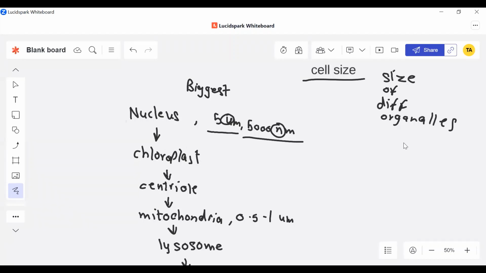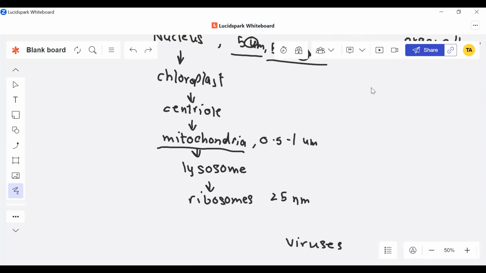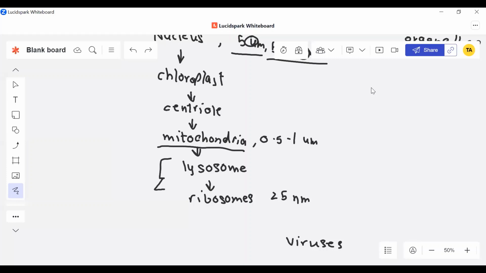Then comes the chloroplast. So nucleus is the biggest, then comes chloroplast, centriole, and then mitochondria. So you need to know a lot about mitochondria. Mitochondria is around 0.5 to 1 micrometer long. And then comes these two organelles. These are the smallest organelles in our body.